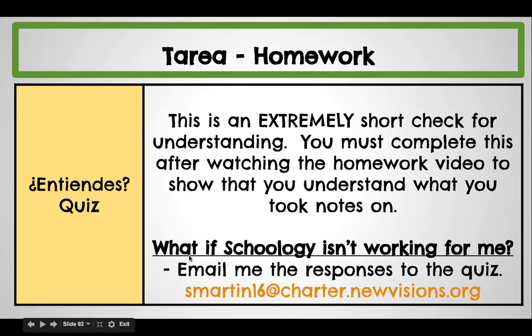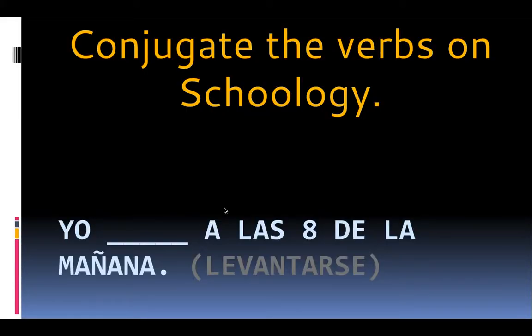If for some reason Schoology is not working, you can always email me the responses, but I will not accept the response if you just show me in class. I need to see it before you come to class. So here are the questions. When you're finished with the video, just go to the quiz and put your answers in. You want to conjugate the verbs based on what we saw in this video. That means for the yo form, the se moves to the front, it's going to change, and then the AR is going to change also. If you're not sure, you can always rewind the video and rewatch it.